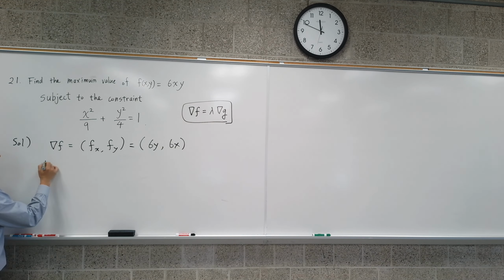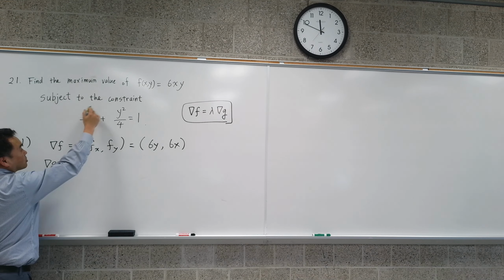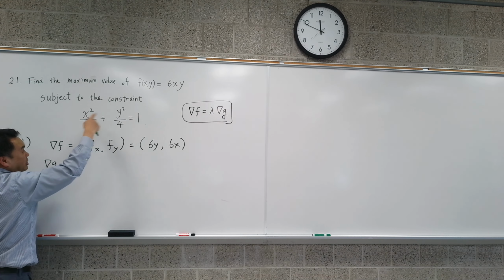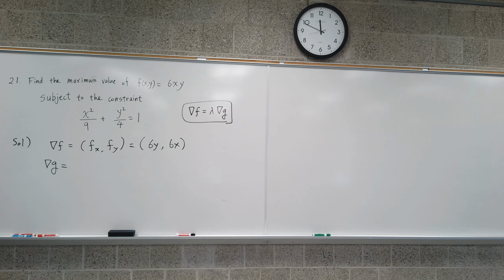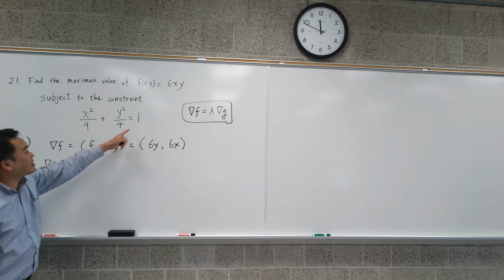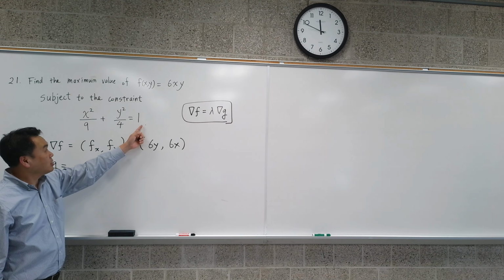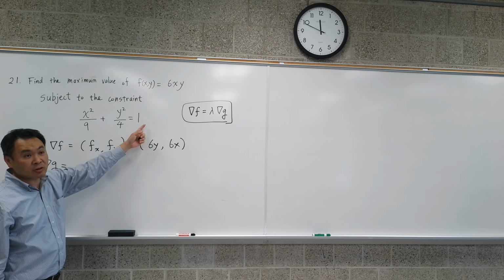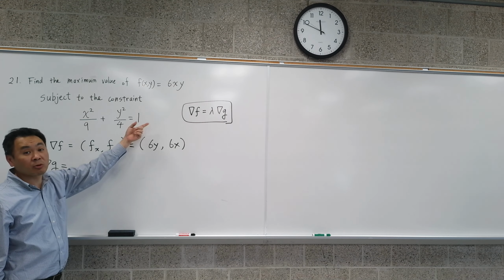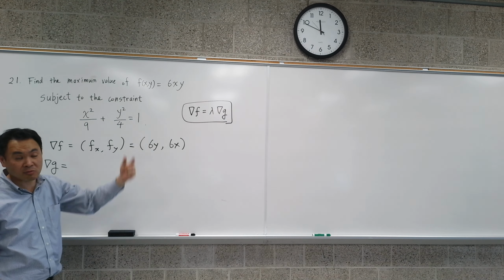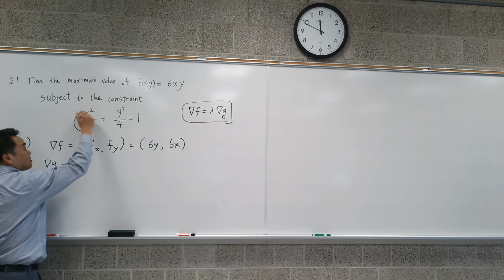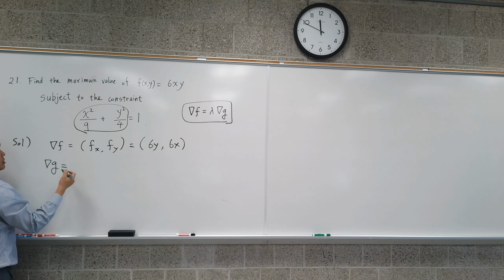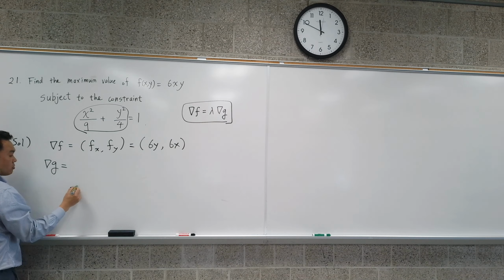Now gradient of g, well, g here means the left side or right side, whatever, one side of the constraint, where the other side has to be a number, okay? If this is not a number, then you have to move all the variables to one side so that the other side becomes a number, okay? All right, so we're considering this as our g.